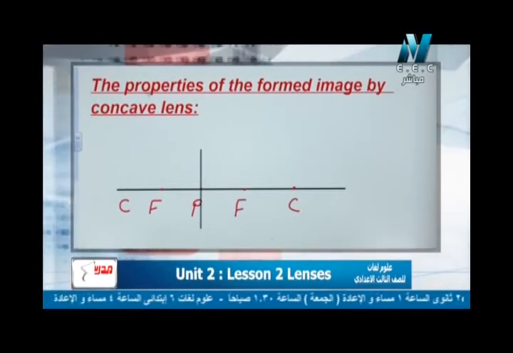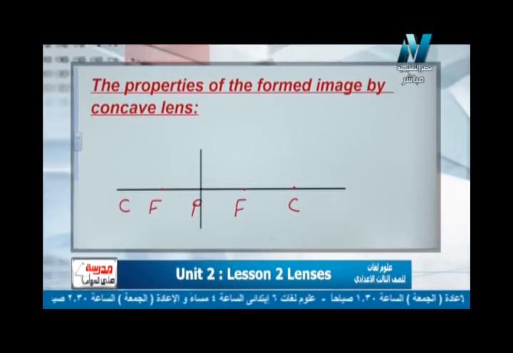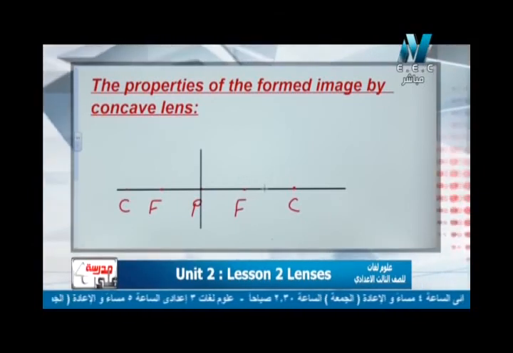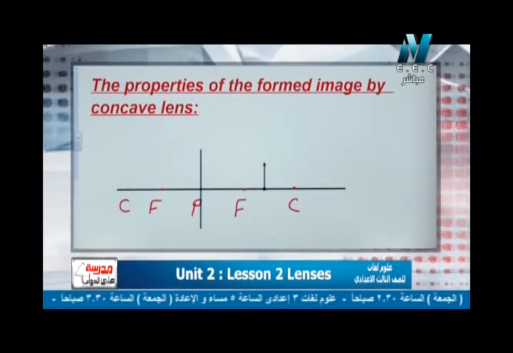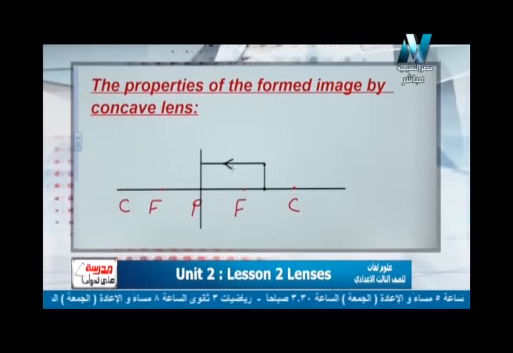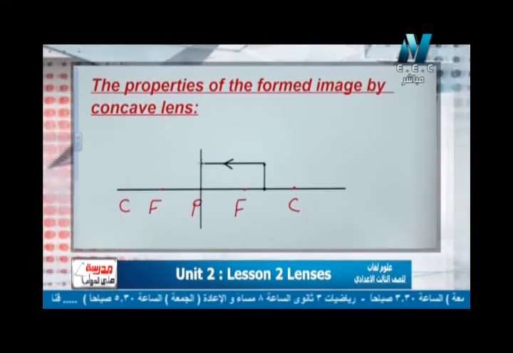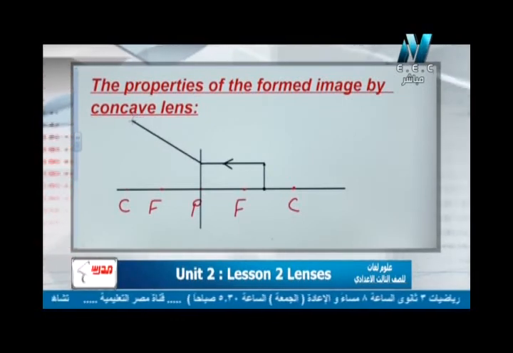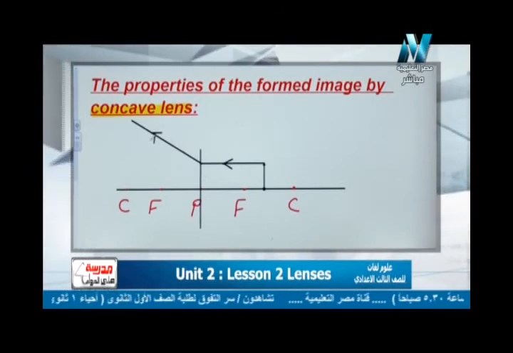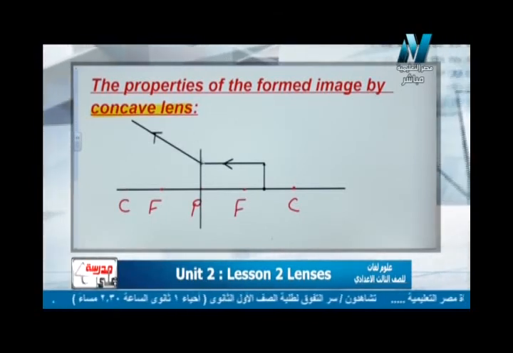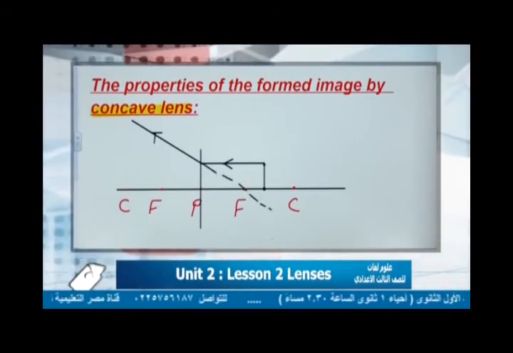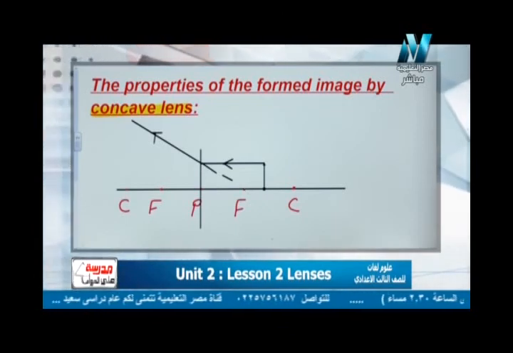The object is in front of the concave lens. In which place? As you like, I prefer to put it between F and C like that. Then we have rule number 1: the light ray will pass parallel to the principal axis. In this case the light will refract away from the principal axis like that. Why? Because we talk about a concave lens, and the concave lens is diverging, meaning it scatters. But its extension will pass through the focus like that, by ruler.